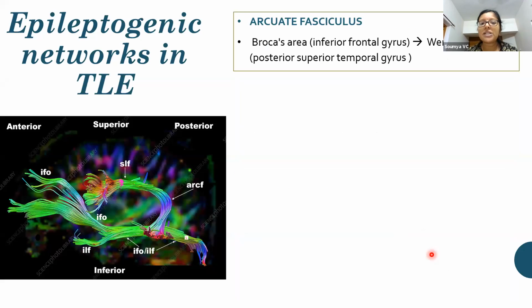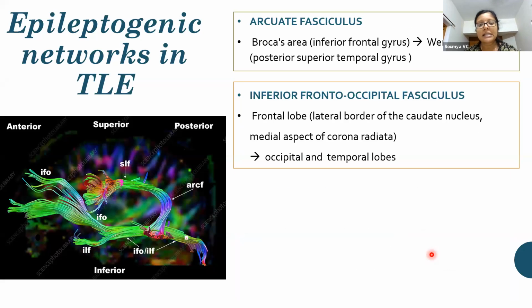Next is the arcuate fasciculus, which we all know connects Broca's area to Wernicke's area, and it is important in language. Lesions of it will result in conduction aphasia, characterized by impaired repetition. Next is the inferior fronto-occipital fasciculus, which connects the frontal lobe with the occipital and the temporal lobes. Its main function is semantic language processing.